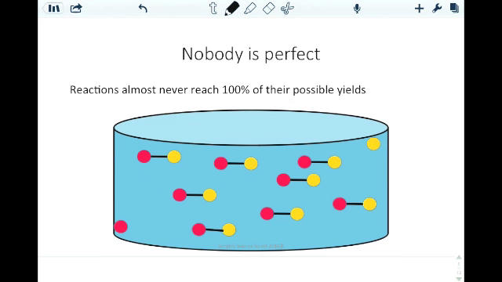A lot of reasons go into that. Here's a good example. We have the reactants and they're bonding together and everything else, and well, they just don't get on the same side. For a reaction to actually happen, the atoms have to touch each other. They have to come close to each other for a reaction to happen. And if that doesn't happen, then guess what? You're not going to produce anything. There's not going to be a product, and you're not going to get 100%.